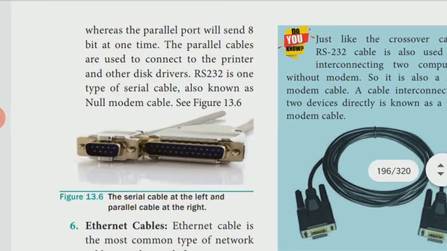Now see, this is called a parallel cable. We already saw these cables on computers. On the back side we use it to connect the CPU and monitor and so on. That is different, and this is another one. What we connect from monitor to CPU is called a crossover cable, not a parallel cable. This is also called a null modem cable.